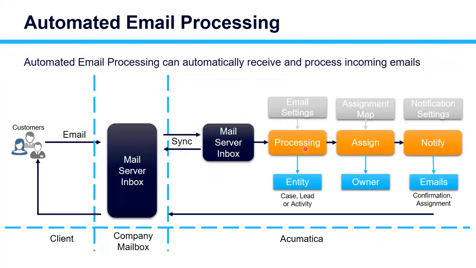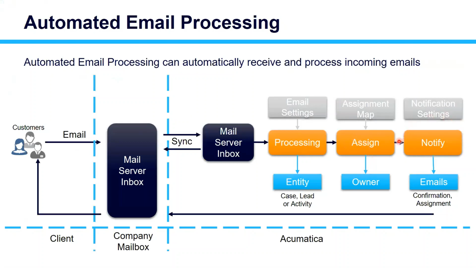The first processing step is what we do with the new email. In Acumatica, there are email processing settings that identify what should be done with the email. Should we create a new activity, new case, new entity, or new lead? If not, do we need to attach it somewhere? Do we need to reply to the user, or do anything else? Then when the email is processed, attached, or created as a new entity, we can use the assignment map to automatically assign this case to the owner and notify the owner.